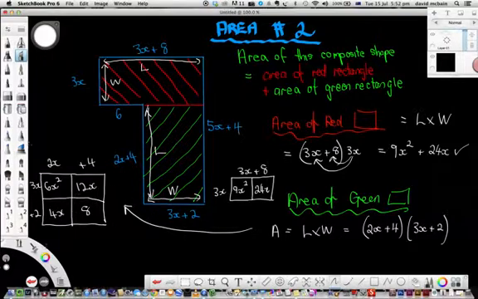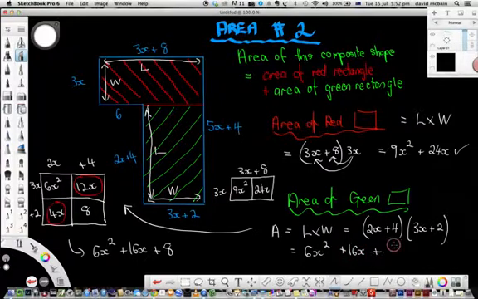And hopefully you'll also notice that 4x and 12x are both like terms, so we can combine those two together. So that's actually going to equal 6x squared plus 12x plus 4x, which is 16x, plus 8. So there's the area of our green box. It's actually 6x squared plus 16x plus 8.